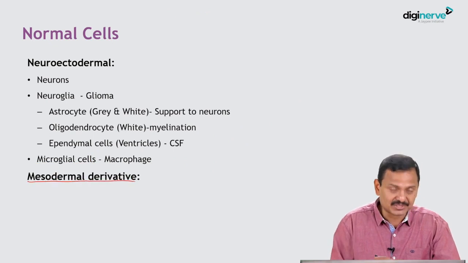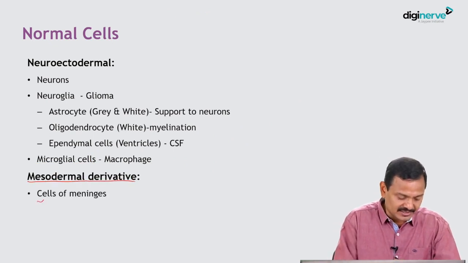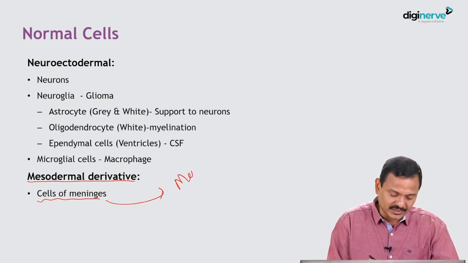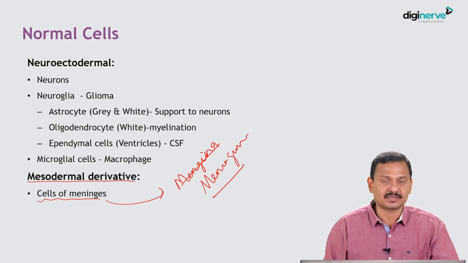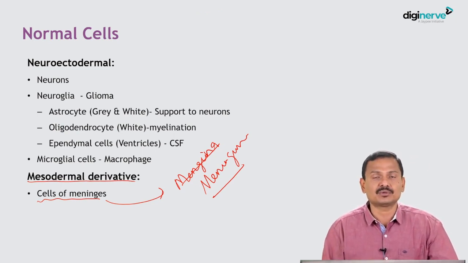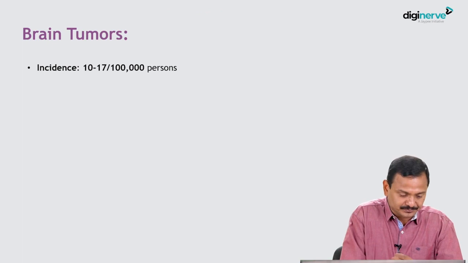Then comes the mesodermal derivative, that is, the cells of the meninges, and from the meninges we can have a tumor called meningioma. So these are the normal cells. Now we will progress towards brain tumors, or the classification of brain tumors.